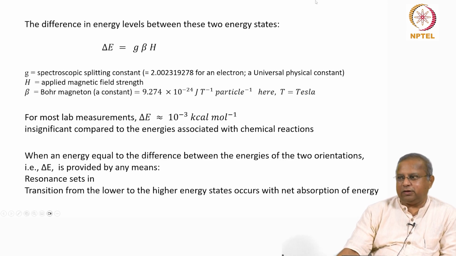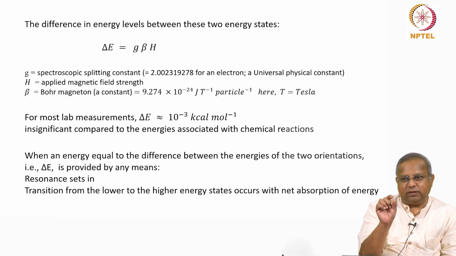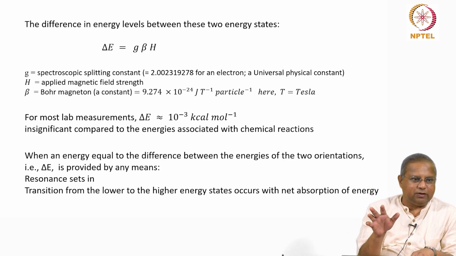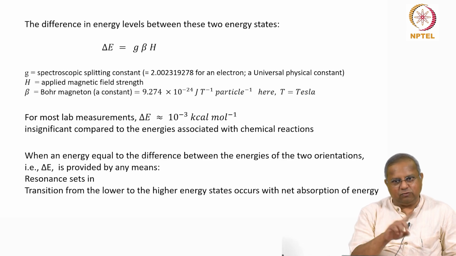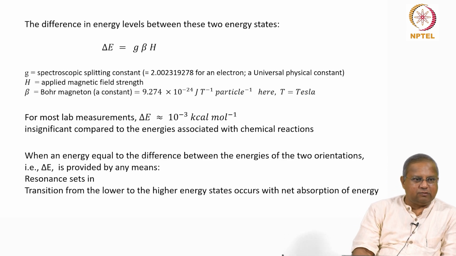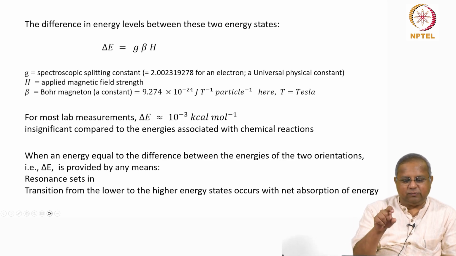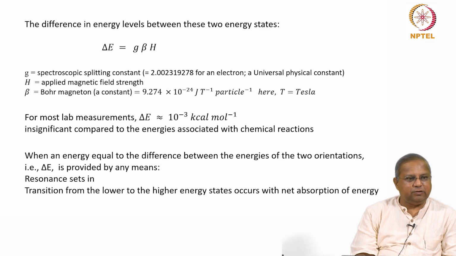To recall, there's a spinning electron that we're looking at in a focused way. It's the only thing that we're looking at now. We are applying an external magnetic field. The spinning electron has a magnetic moment, therefore it will align its magnetic moment either with the field or against the field. And it so happens that those two alignments have different energies associated with them. And if you provide energy which exactly equals the difference in energies between those two states, then resonance sets in.